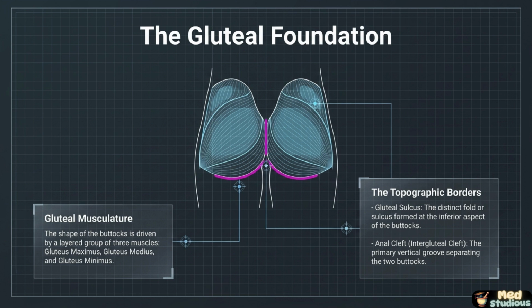Together, they form one of the most powerful muscle groups in the human body, responsible for hip extension, abduction, and stabilization during gait. On the surface, two topographic borders define the gluteal region: the gluteal sulcus, which is the horizontal fold at the inferior aspect of the buttocks, where the thigh begins, and the intergluteal cleft, the vertical midline groove separating the two sides. Clinically, the upper outer quadrant of the gluteal region is the safest site for gluteal intramuscular injections, avoiding the sciatic nerve, which passes through the lower medial quadrant.